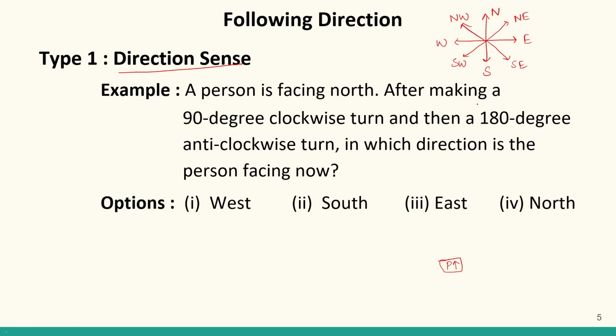So he makes a turn of 90-degree clockwise. If a person is here, this is the north direction, and he makes a 90-degree clockwise turn. I told you that clockwise we go like this, right? This is the direction of clockwise. So if he goes in a clockwise direction, we'll go like this. He'll face this side. This will be a 90-degree turn. And this side will be what? This side will be east.